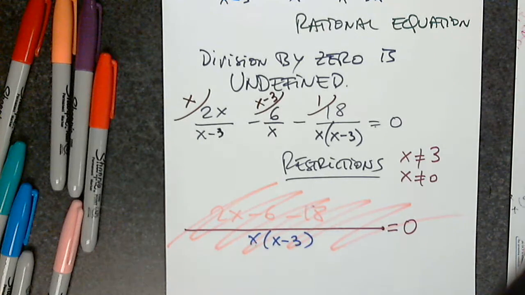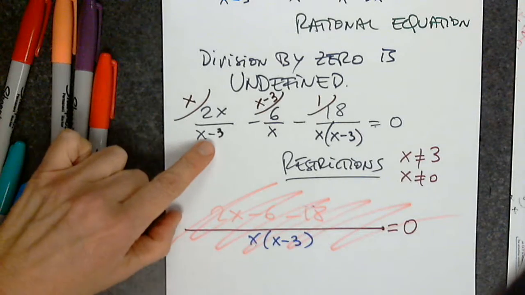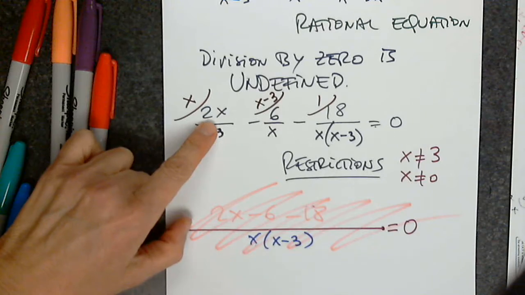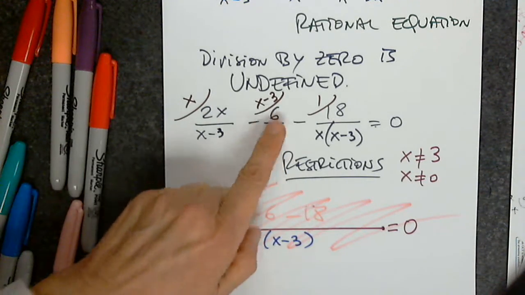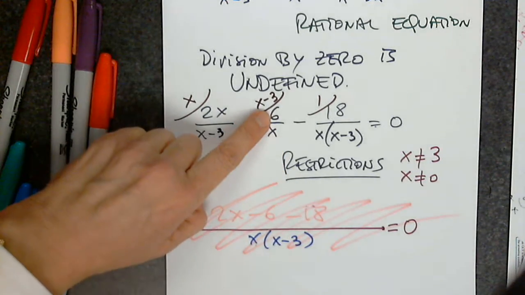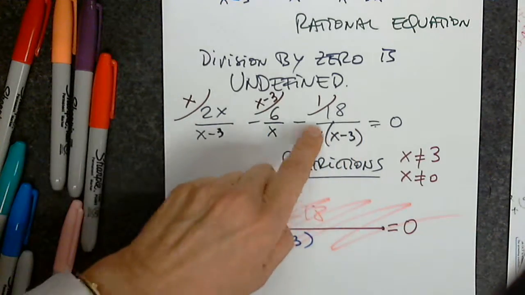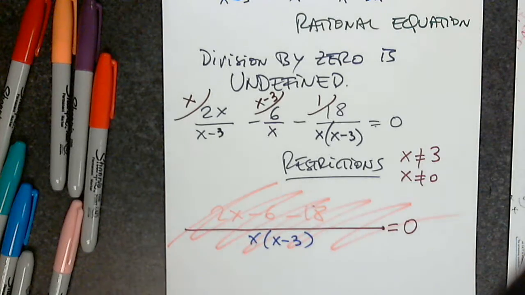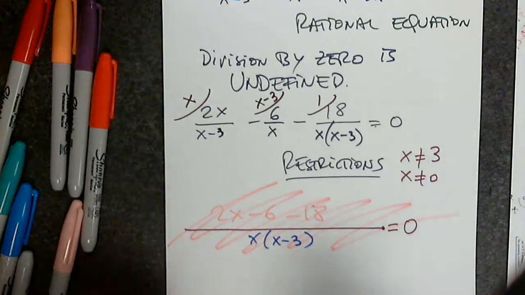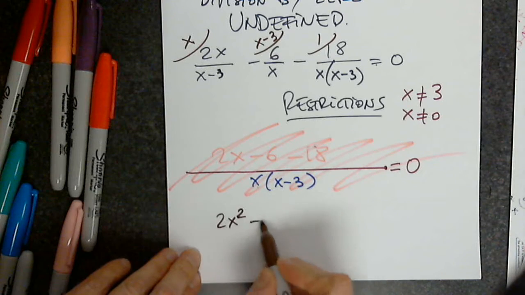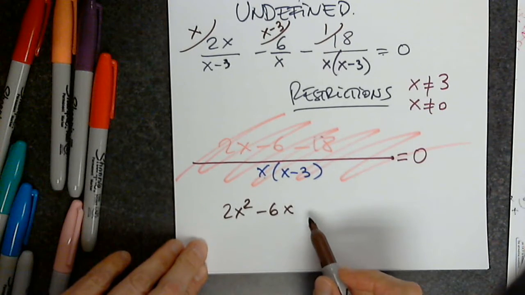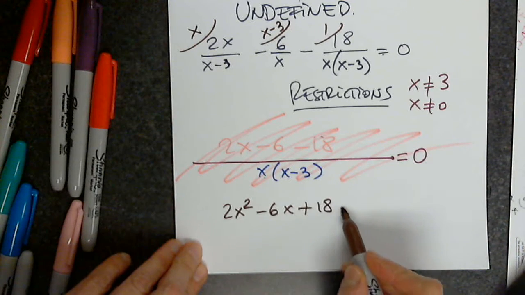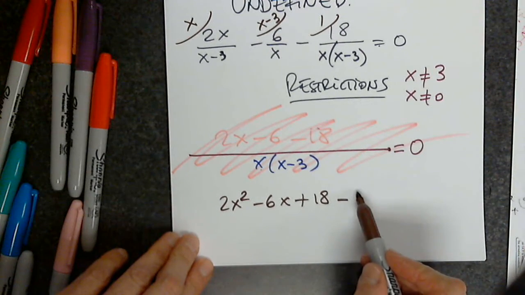Let me explain this one more time. When I multiply x minus 3 by x, I have to do the same thing to the top. When I multiply x by x minus 3, I have to do the same thing to the top. If I multiply the denominator by 1, I have to multiply the numerator by 1. So now please tell me what to write. 2x squared minus 6x minus 18. Careful, positive 18. Awesome.